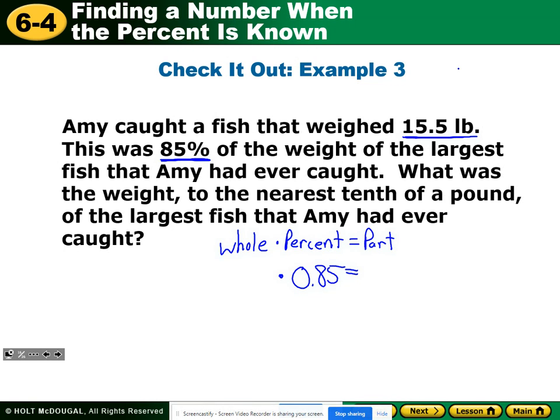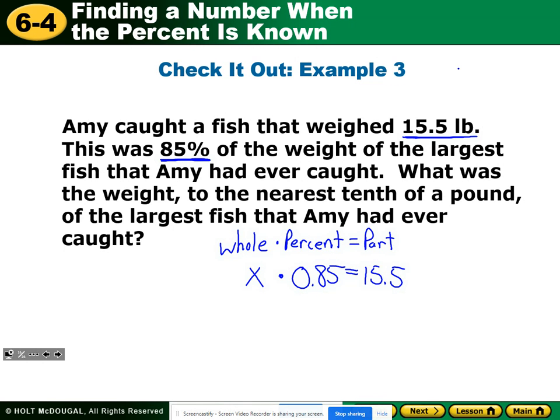I'd say P for part. P for part is what Lucas said. What about you, Jacob? Part or whole? For 15.5, part. What about you, Christine? Part. Natalie? Part. Tori? Part. Bruce? Part. This is the part because that's the 85% of the biggest one she's ever caught. So we've got to go ahead and do that division.